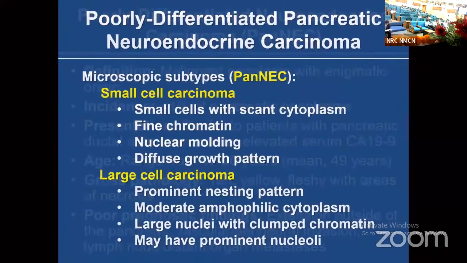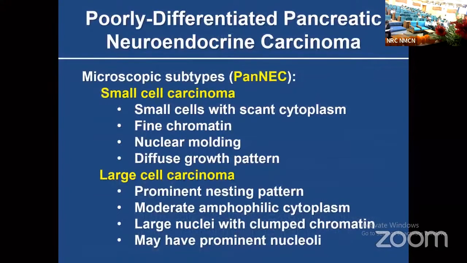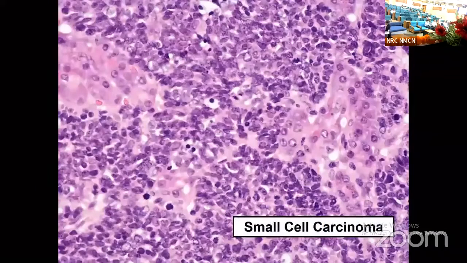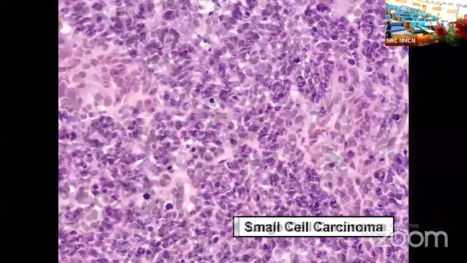But microscopically, they can be subdivided into two types, small cell and large cell carcinoma, akin to the same terminology and somewhat the same definition used to describe neuroendocrine carcinomas of pulmonary origin. Small cell carcinomas present as sheets or nests of small cells with hyperchromatic and molding nuclei. There may be areas of confluent necrosis, extensive apoptosis, or death, and obviously abundant mitotic figures.